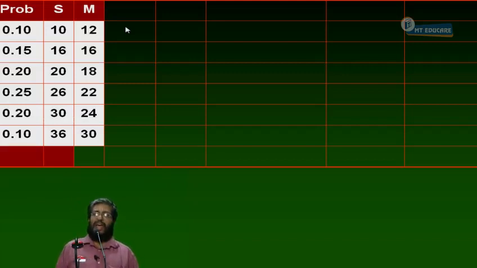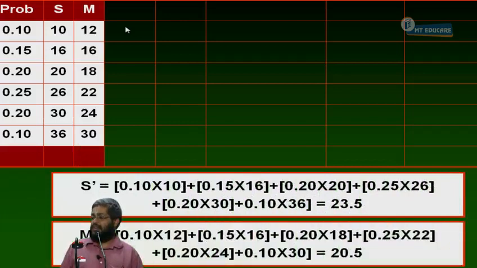Working note 2. Calculation of average return of market portfolio. In bracket write M bar. M bar is equal to 0.1 into 12 plus 0.15 into 16 plus 0.20 into 18 plus 0.25 into 22 plus 0.20 into 24 plus 0.10 into 30.